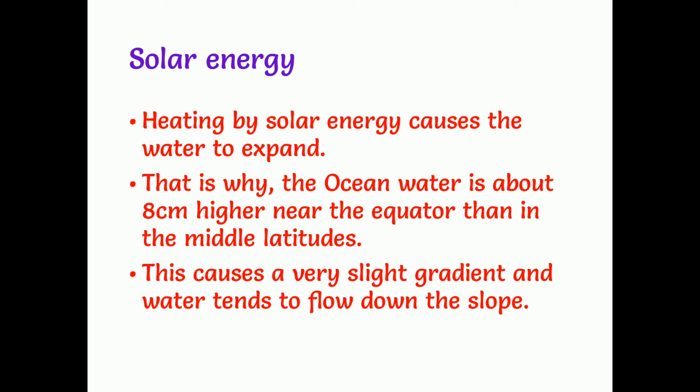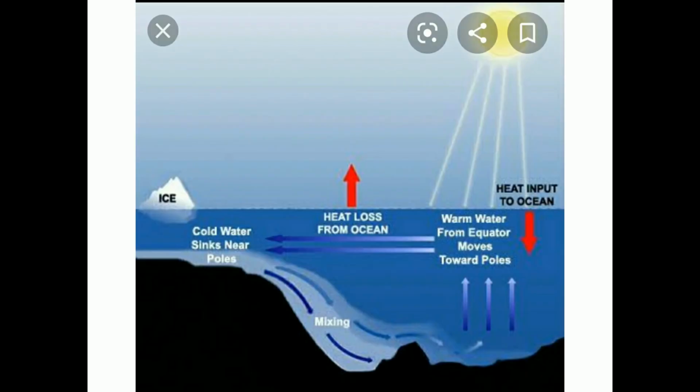This causes a very slight gradient and water tends to flow down the slope. I already said near the equator the earth has a bulgy portion, and so it will have sloping parts towards the north and south directions. So what will happen to the water? It moves towards the sloping directions of the north and south. So in this picture you can see that because of the sun's heat, the water from the equator moves towards the poles. And similarly, from the poles, it moves towards the equator.